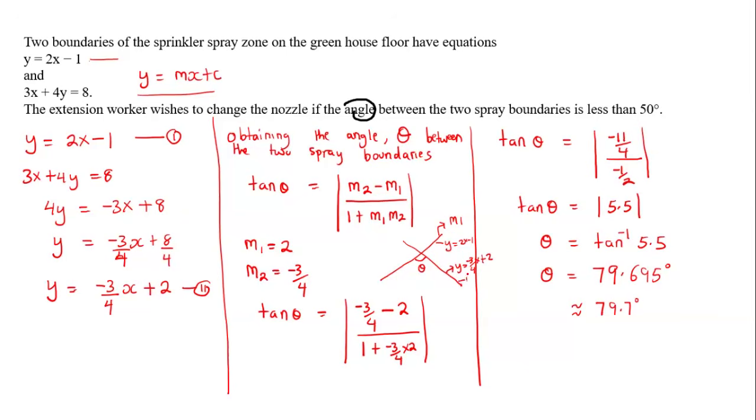And this one is taking your line M2. You could come up with a simple sketch such that you clearly show what your M1 is and what your M2 is. So after you get the angle, please don't stop here, because there is another score you need to look out for. They told us that the extension worker wishes to change the nozzle if the angle between the two spray boundaries is less than 50 degrees.